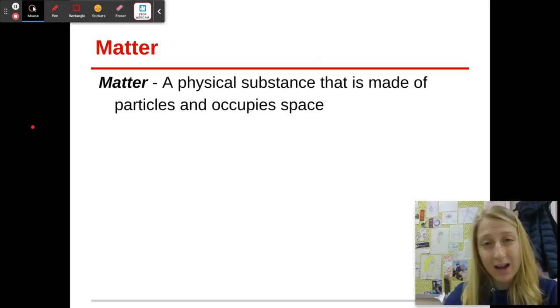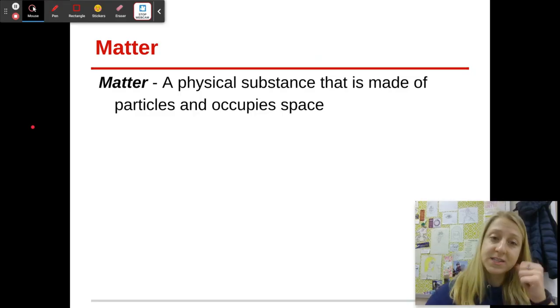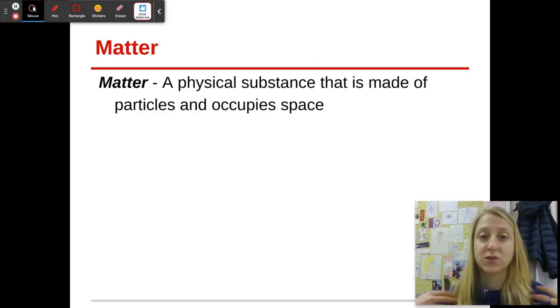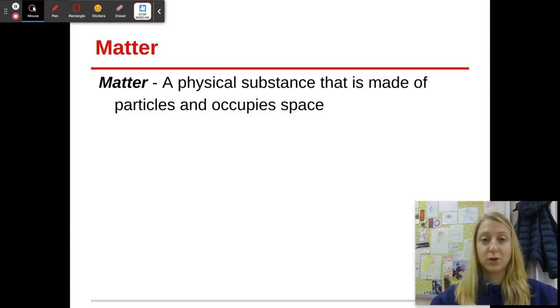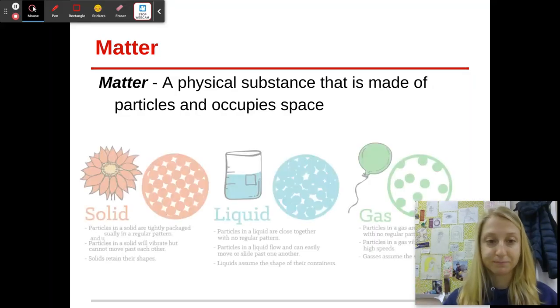The first one is matter. Matter is a physical substance that is made up of particles and occupies space. So we are made of matter. Everything, your computer, your pencil that you're writing with, your notebook, everything that you can see and touch, everything that is a physical thing is made of matter.